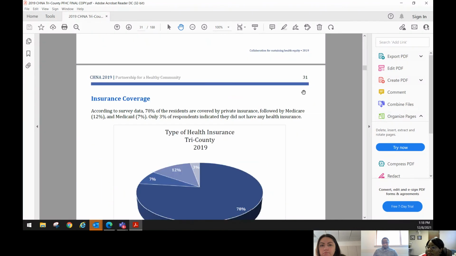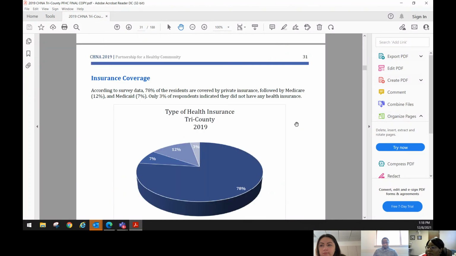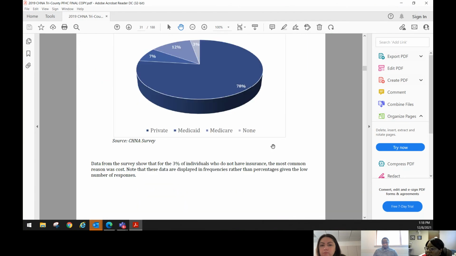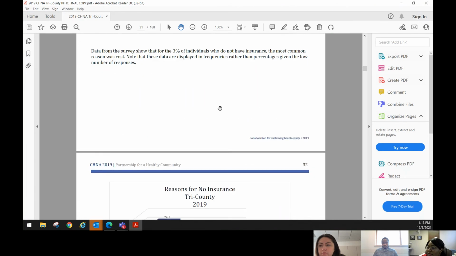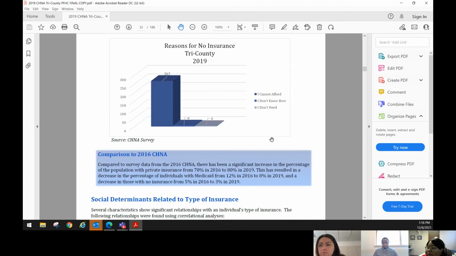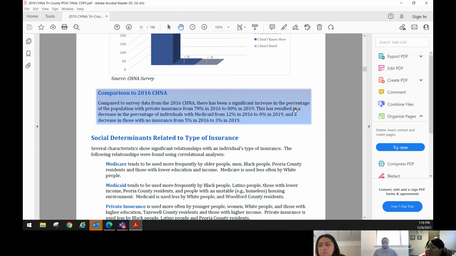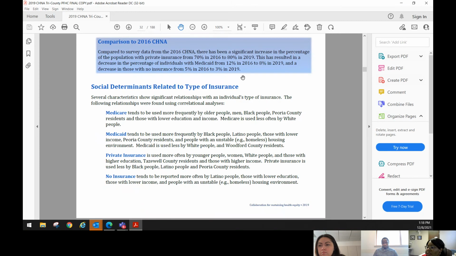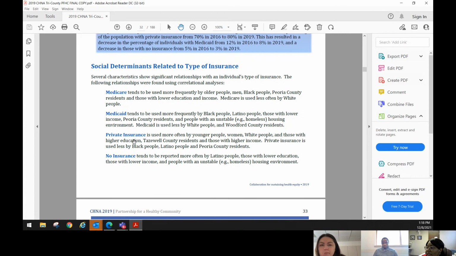And when you pull this document up, you can look through it, but it's the same kind of methodical equity process that we went through for every category. Again, it's the survey results, and then here's the whole equity lens, right? So Medicare tends to be used by older people, men, Black people, Peoria County residents, and then Medicaid tends to be used more by Black people.